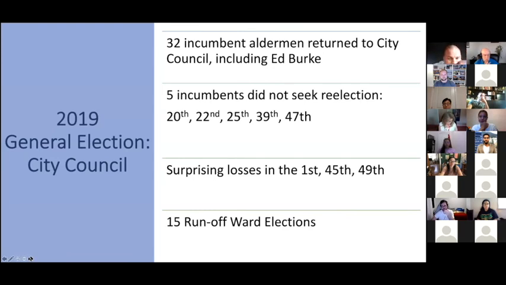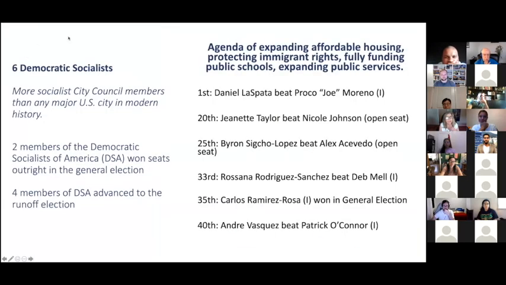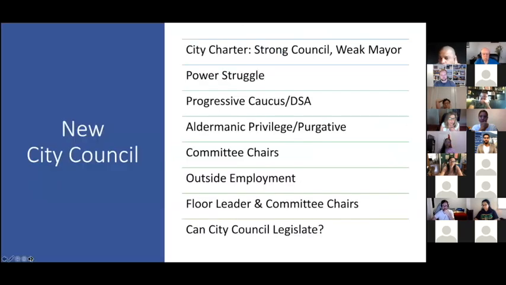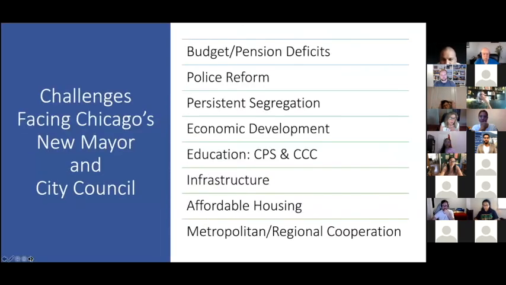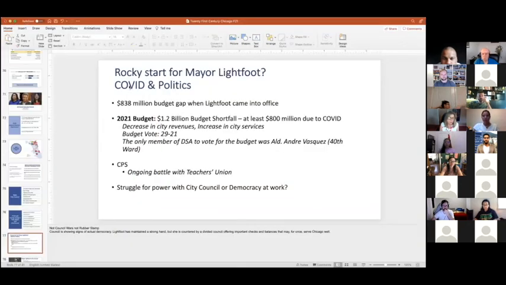Without getting too much into the weeds, I want to make sure we have enough time. I could talk about each one of these ward elections forever, like what happened here, what happened there. Probably the biggest takeaway from this is that there were 6 Democratic Socialists elected to Chicago City Council. Chicago has more Socialist City Council members than any other major city. And you can see the wards where they actually won. I'll just end it there, instead of going through all these slides, so I can actually see you guys and talk with you a little bit more about where we are today.